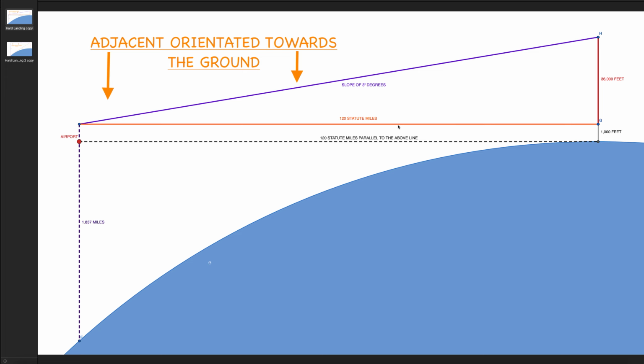This orange line, which is the adjacent, is orientated towards the ground, and it's parallel to sea level, right? And it's parallel to the altitude of the airport. Now, it doesn't matter if the airport is not at sea level. If the airport is higher, they're obviously not going to calculate for 36,000 feet. If they want to be 1,000 feet above the airport they're landing in, and it is 3,000 feet high, they're going to take 4,000 feet from 37 and calculate for 33,000 feet or whatever, right?